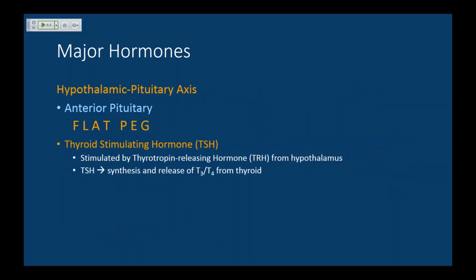All right, back up top, our final tropic hormone. This is thyroid stimulating hormone. Okay, stimulated by thyrotropin releasing hormone from the hypothalamus. Thyroid stimulating hormone will promote the synthesis and release of the thyroid hormones, which are T3 and T4.